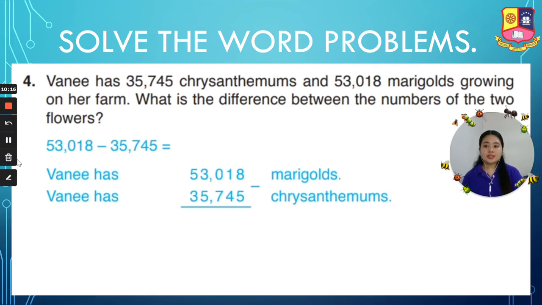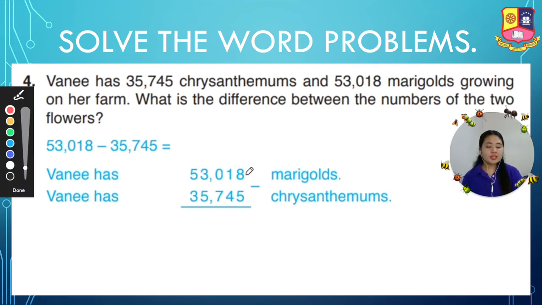Okay, so let's subtract. So 8 minus 5, the answer is 3. Then 1 minus 4, so cannot, so we have to borrow from here. This will become 2, this will become 9, and this will become 11. So 11 minus 4, the answer is 7. 9 minus 7 is 2.